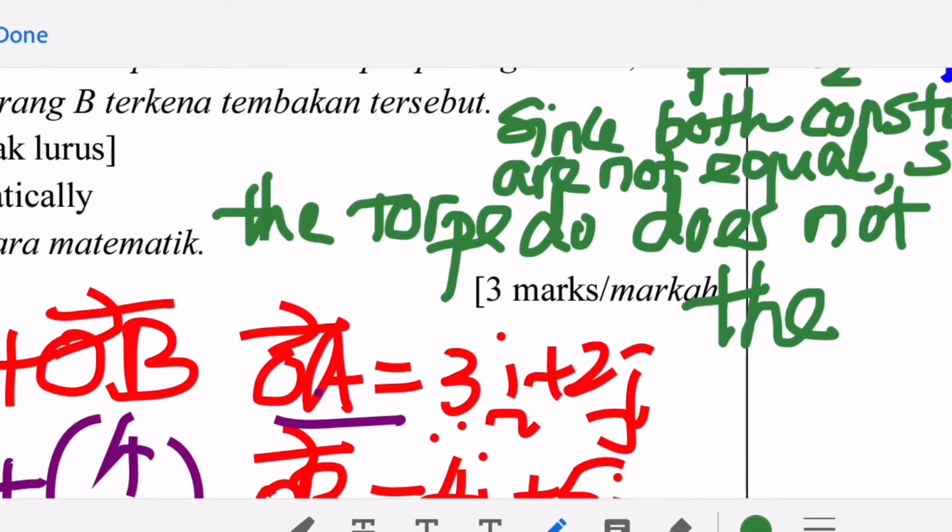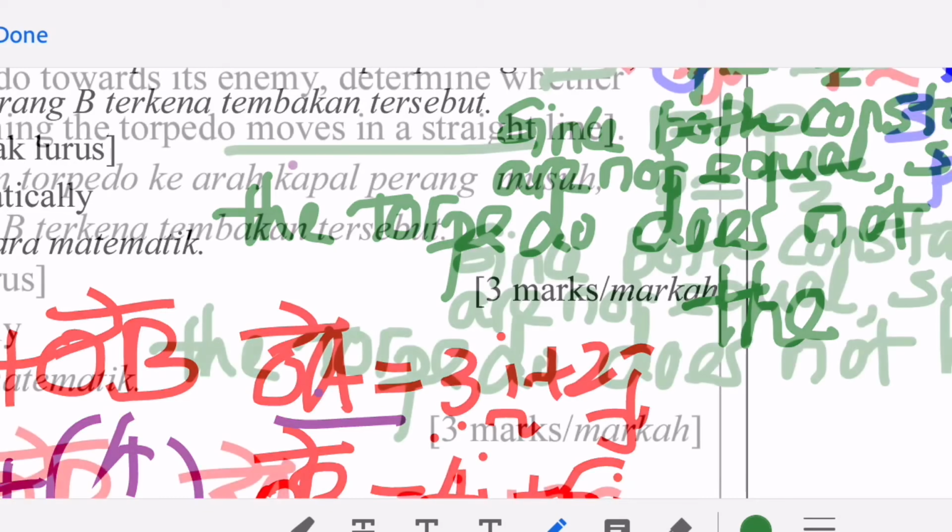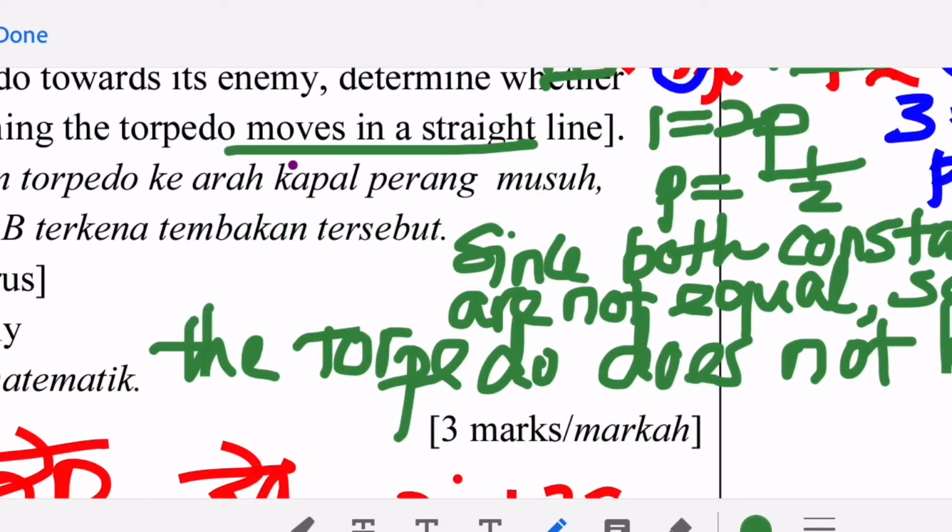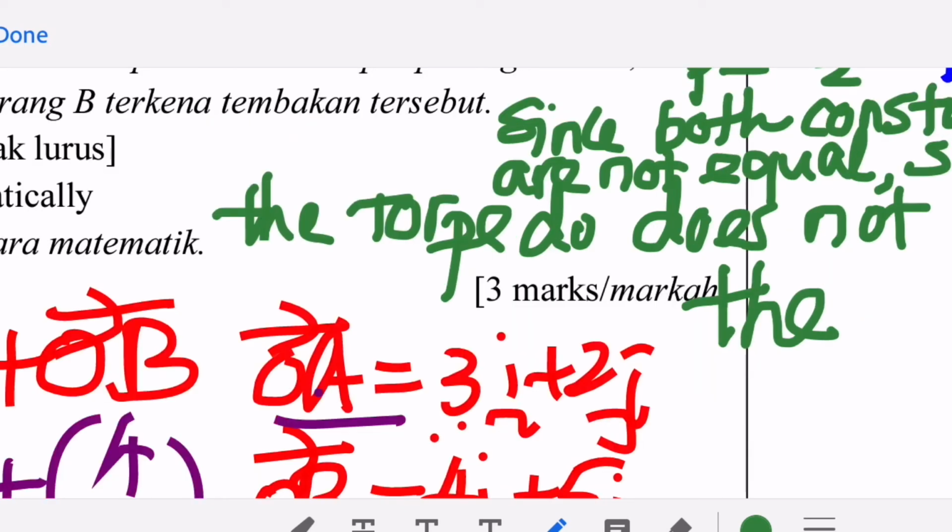For a HOTS question, they like to ask you to give your opinion to justify your answer. Now let's write a sentence. Since both constants are not equal, so the torpedo does not hit the battleship B. Okay, so that is the final sentence for you to support the answer. Alright, so this is called justification.